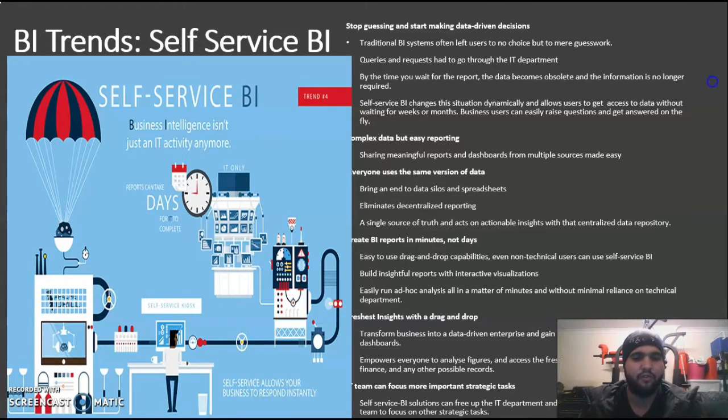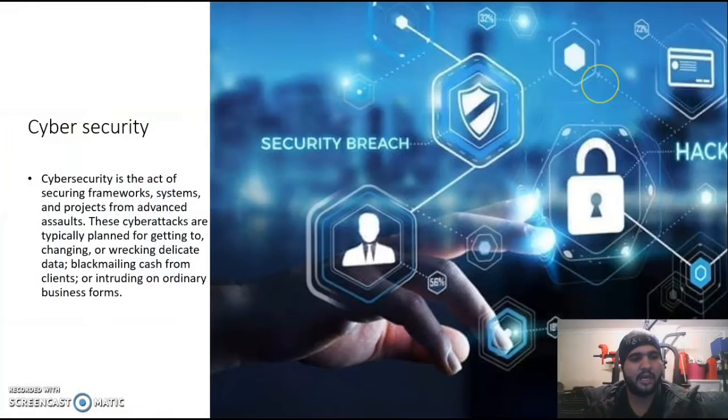First of all, we will discuss cyber security. Cyber security is the act of securing frameworks, systems and projects from advanced assaults. These cyber attacks are typically planned for accessing, changing or hacking sensitive data, and blackmailing money from clients. Let's talk about how data analytics is helpful in cyber security.